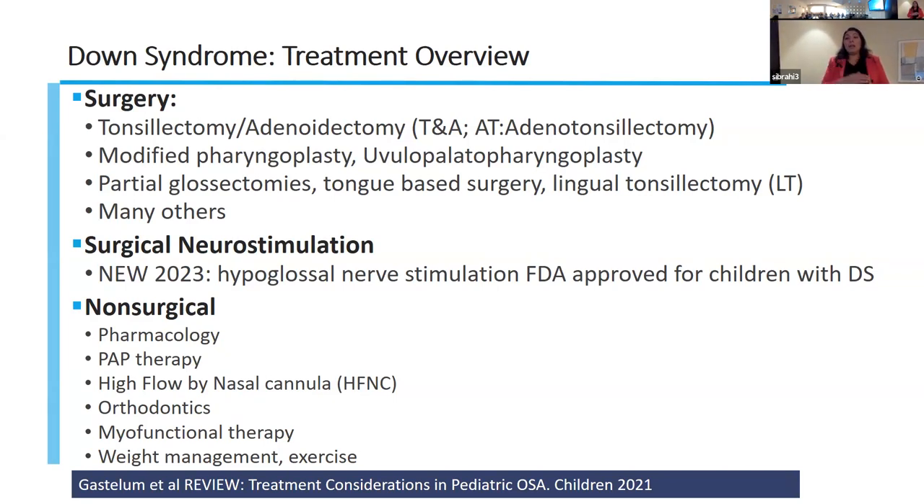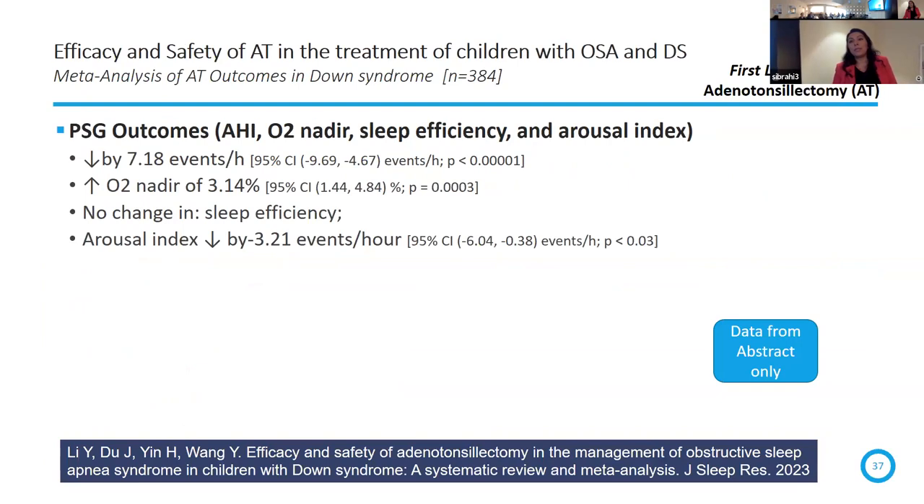There have been some studies on modified pharyngoplasty, EVPP, partial glossectomies. I'm going to go into some of the tongue-based procedures here. And then, of course, new for 2023 is the hypoglossal nerve stimulator being FDA approved for children with Down syndrome. Non-surgically, we have pharmacology, we have PAP therapy, high flow by nasal cannula, which we'll go into in just one slide, orthodontics, myofunctional therapy, and weight management and exercise. So similar things that you're going to see in persons without Down syndrome.